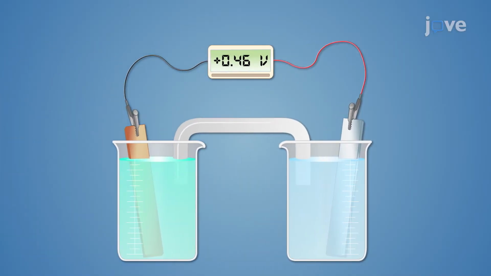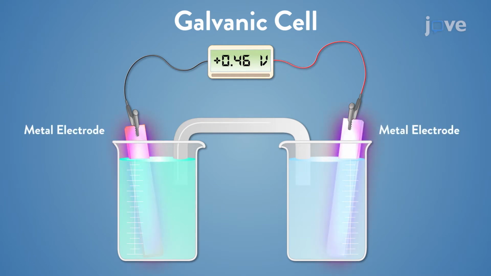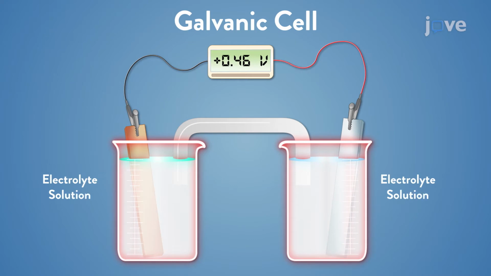Some electrochemical reactions occur spontaneously, which we can study in a galvanic cell. The galvanic cell has four main parts. First, there are two metal electrodes, each of which is immersed into different electrolyte solutions.